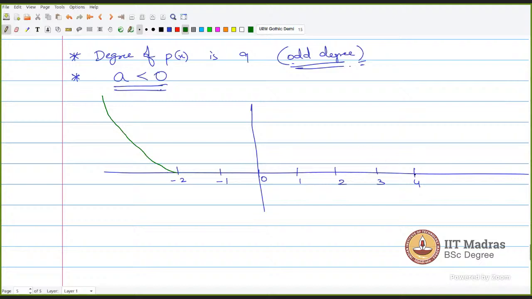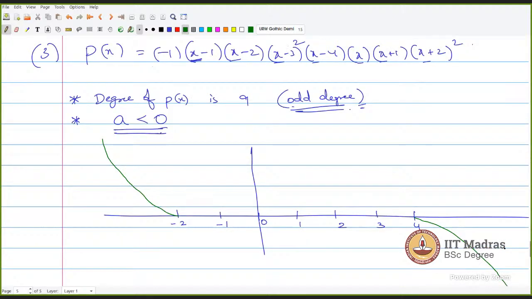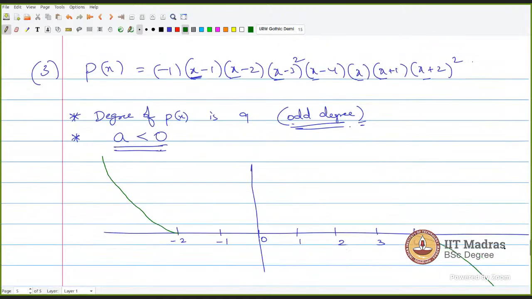Now after 4 you draw it. After 4, once it is like this, it will go towards the y-axis because it is an odd degree. Once you are done with this, for each and everything, just look at the multiplicity of the root. Depending upon the multiplicity, we will decide whether to go down or whether to bounce back. If it is an even multiplicity, you should bounce back.